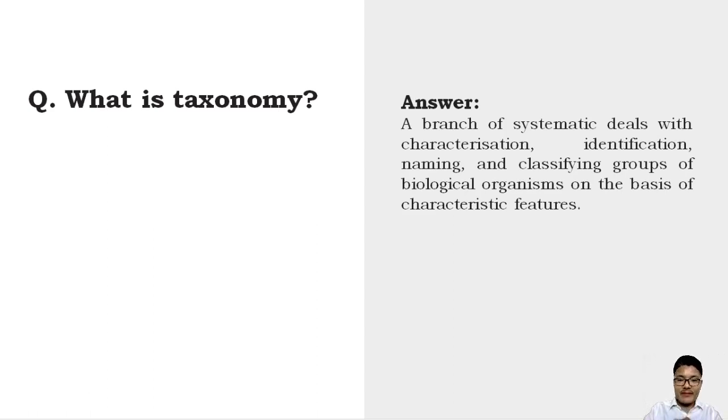Now, taxonomy is a branch of systematics, or a different branch of biology, in which taxonomists try to look for the characters of different species. They try to identify the species. They give names to newly discovered species, and they classify different living organisms on the basis of different characteristic features.